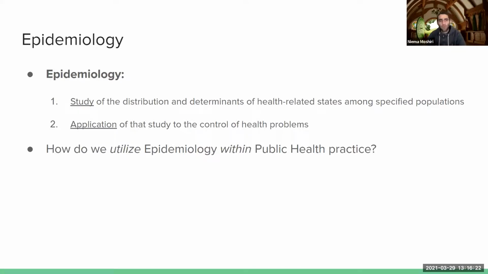So one question that's super important for us to ask is how do we actually utilize epidemiology within public health practice? So for public health practice, we define that 4-step plan. How do I actually use the study and application of disease-related states to those 4 steps of solving real-world problems?